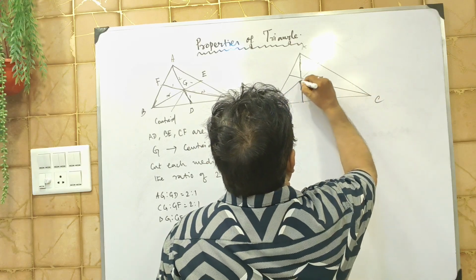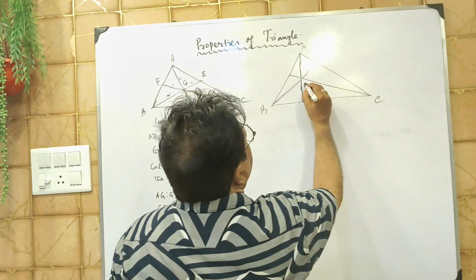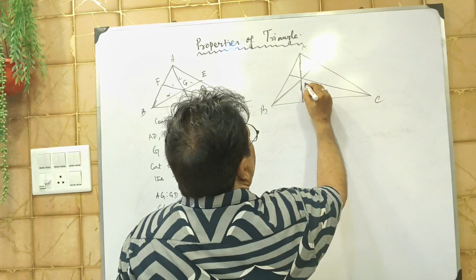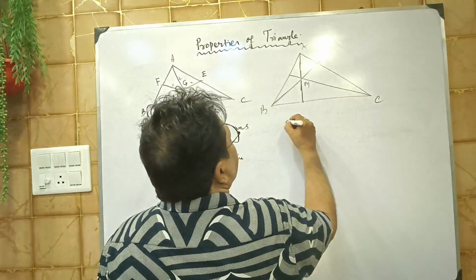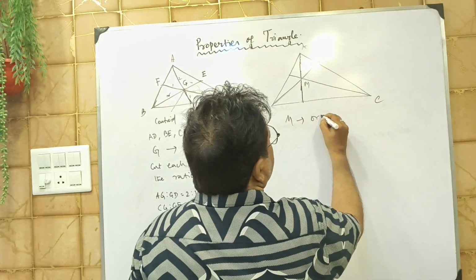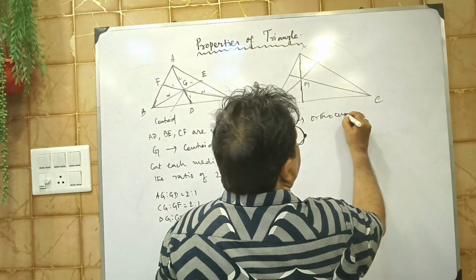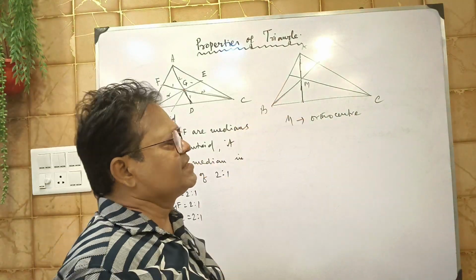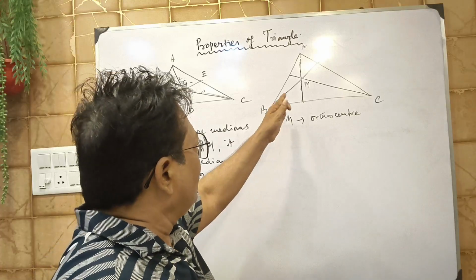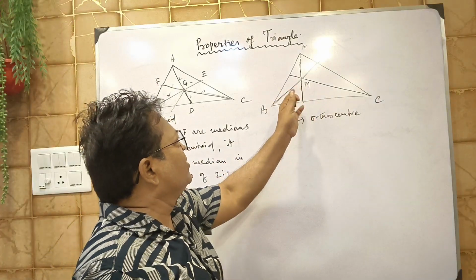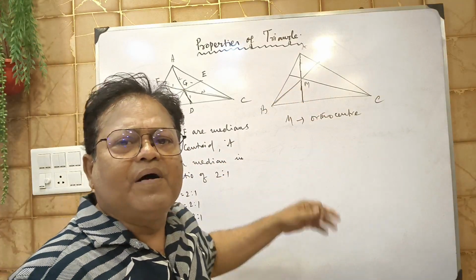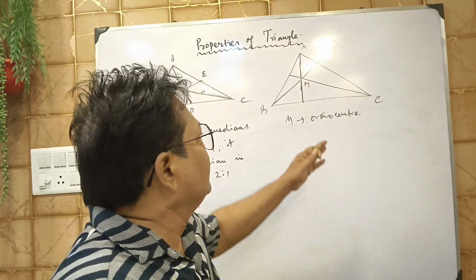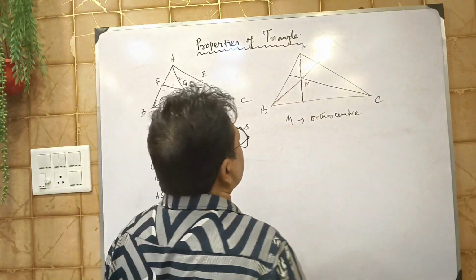then their point of intersection is called, suppose it is at M. Here M is called the orthocenter. That is, the point of intersection of the three altitudes or three perpendiculars from the three vertices passes through a fixed point, that is called the orthocenter.